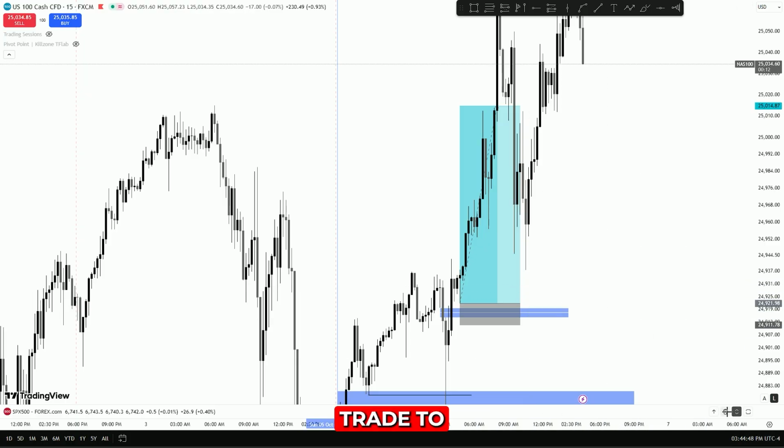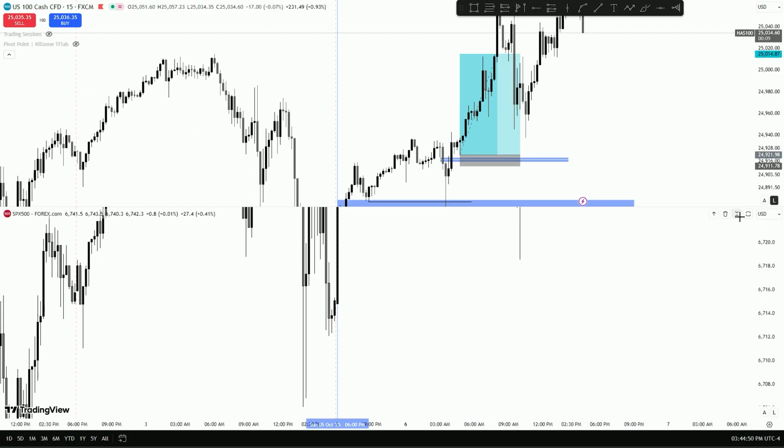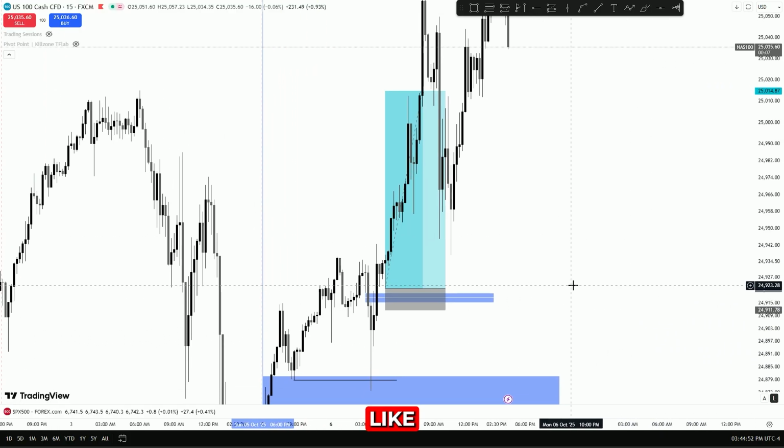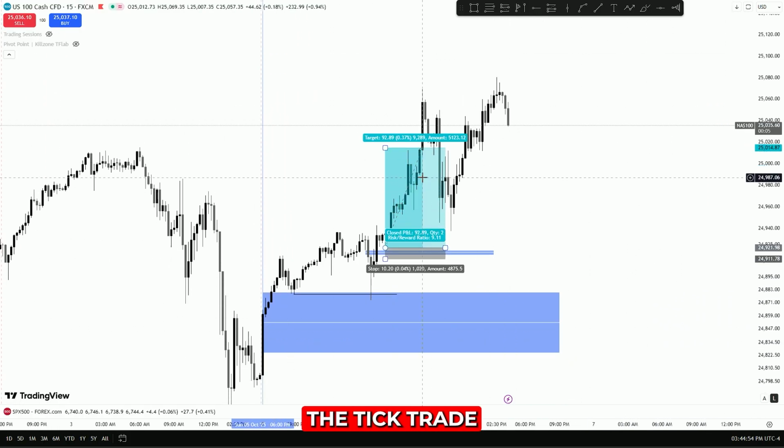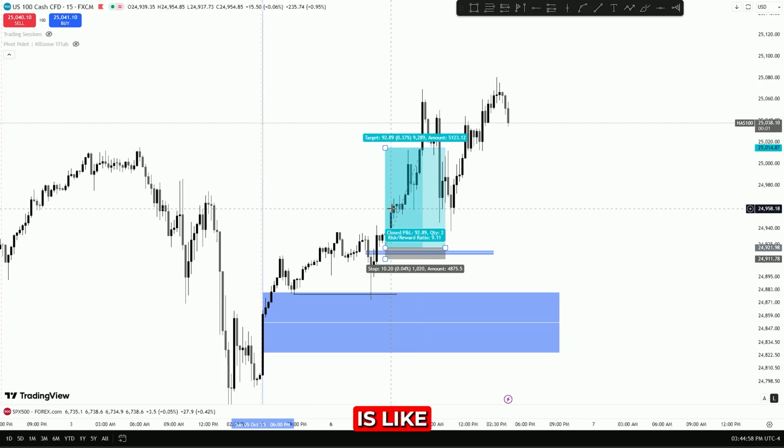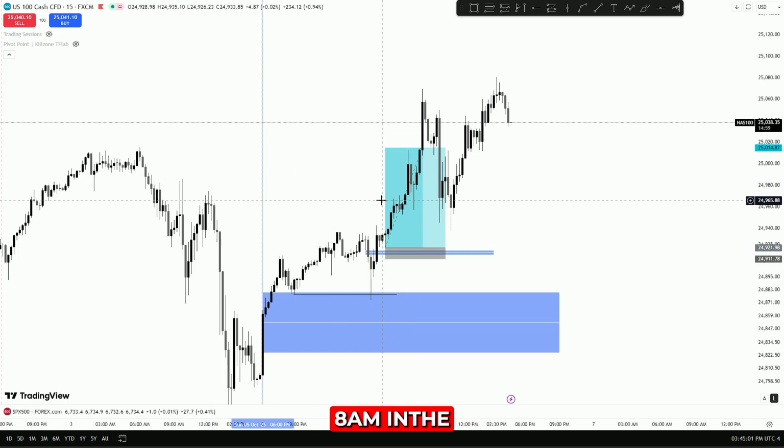That's how you trade to the tick trades. It's not about like every day you're gonna come and you're gonna get the tick trade, but let me show you some time frames where you can get to the tick trade, which is like 8 a.m. in the Asia.